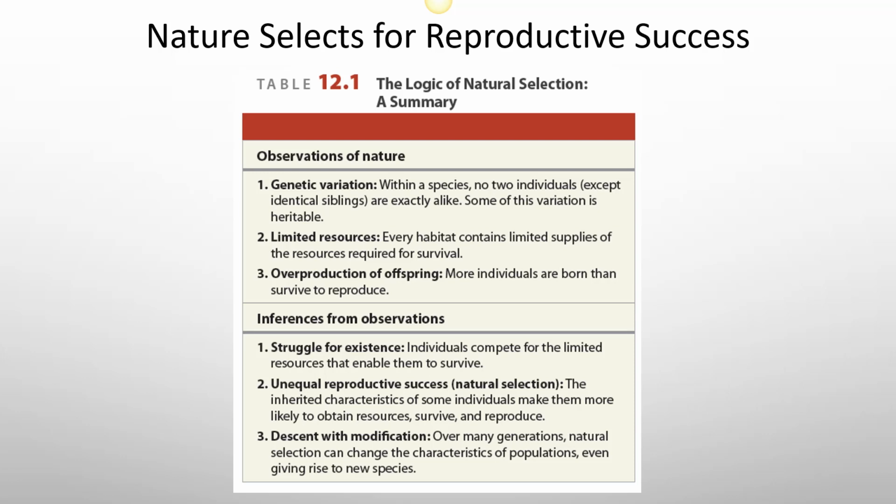So, limited resources. Then you overproduce offspring. More individuals are born than survive to reproduce. There's a struggle for existence. There's unequal reproductive success. And then you have descent with modification. So over many generations, natural selection can change the characteristics of populations, even giving rise to new species.